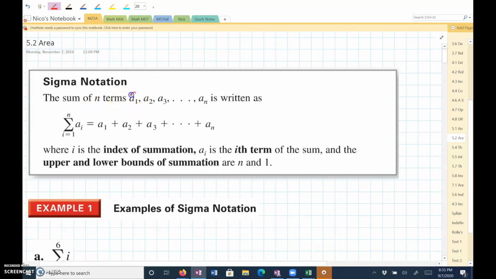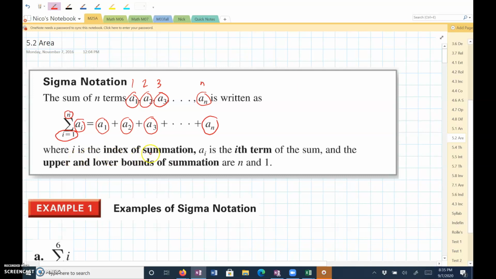So if we were going to add up this term plus this term plus this term plus n number of terms, where this would be the first term, this would be the second term, this would be the third term, this would be the nth term, it is written by this Greek symbol here, which means the summation. So the summation beginning when i is 1 to the nth term of a sub i. Starting with 1, you would do a sub 1, a sub 2, a sub 3, and you would keep going until you get to the nth term. n could be any number.